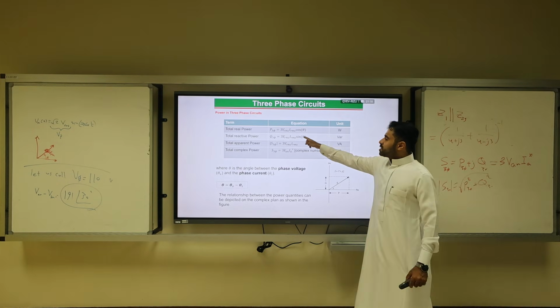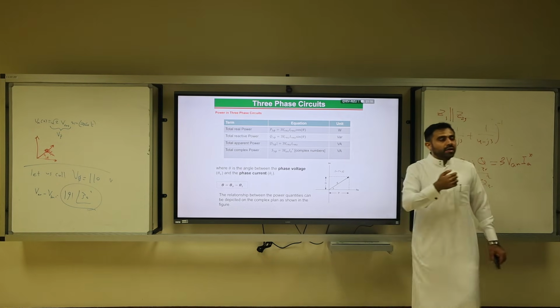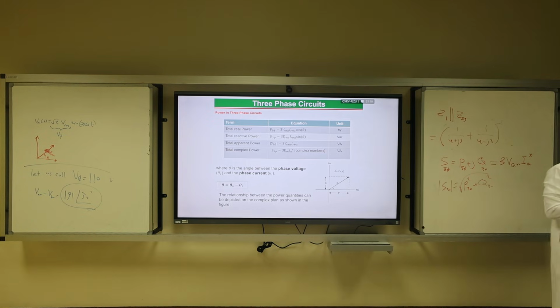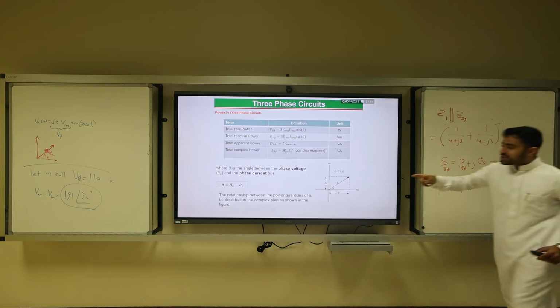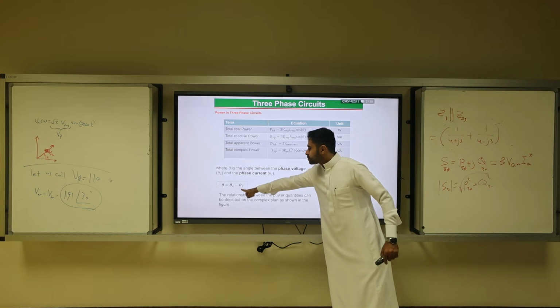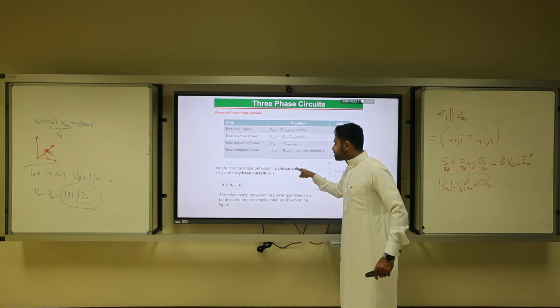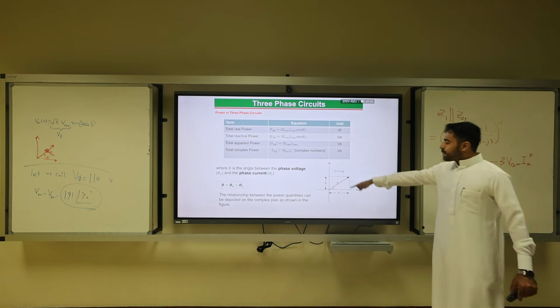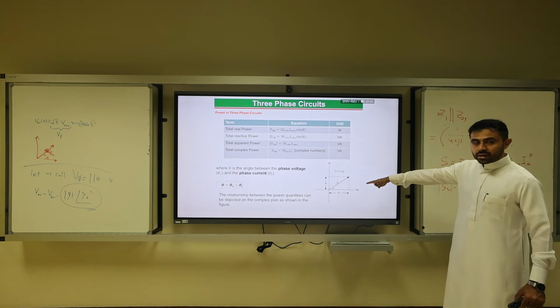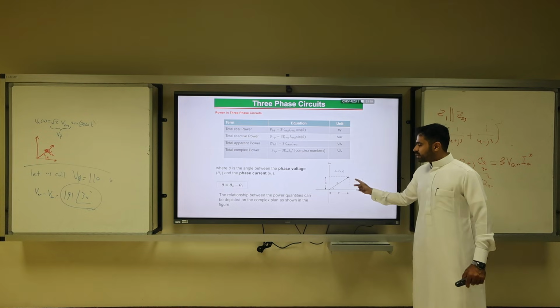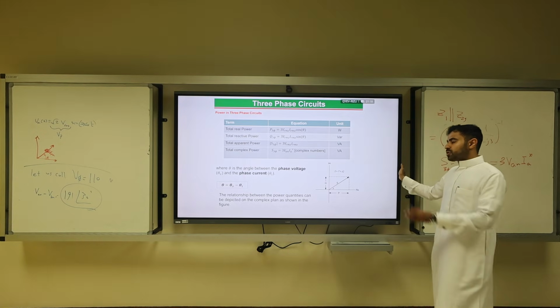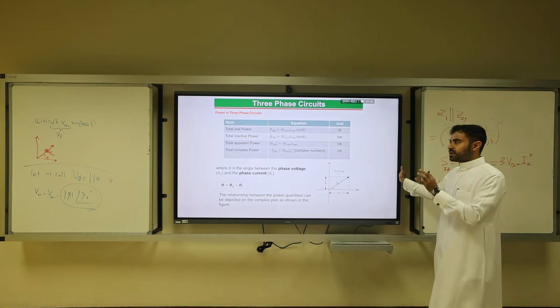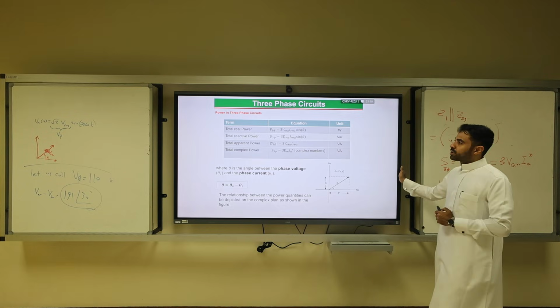However, there is theta here. What is this theta? Theta is the angle of the power factor, which is the angle of the phase voltage minus the angle of the phase current. And this is the power triangle. I told you before about it: if you know two quantities, you can find the other two. So these equations are important.